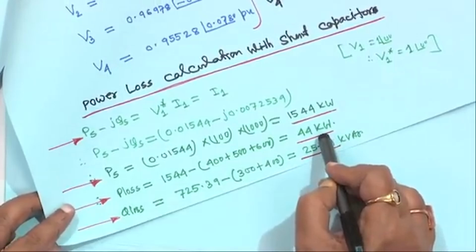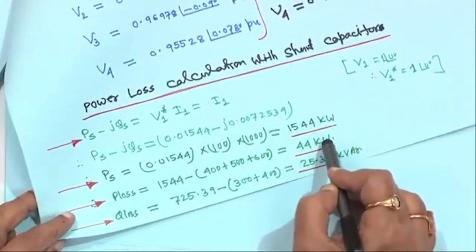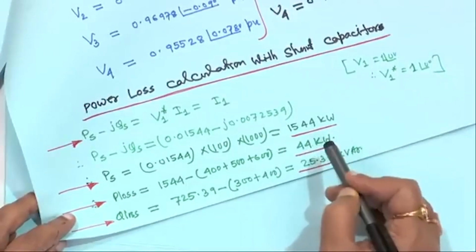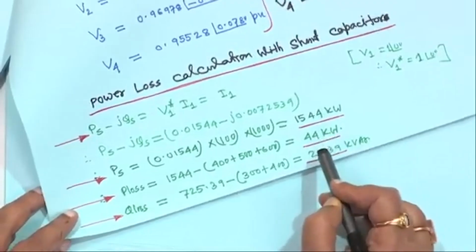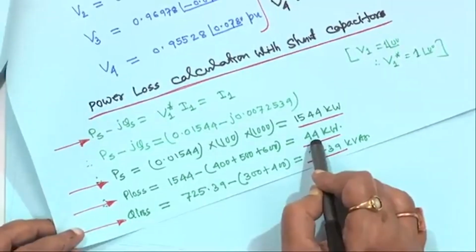When we took it without the capacitor, in the initial load flow study using this method, it was coming 57 point something. But here it is 44, that means the loss has decreased due to the shunt capacitor placement.